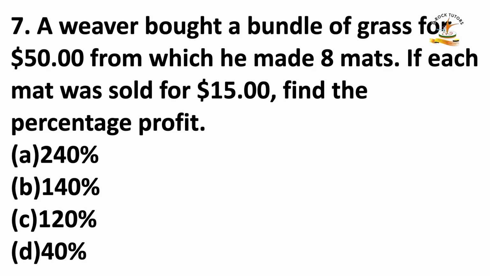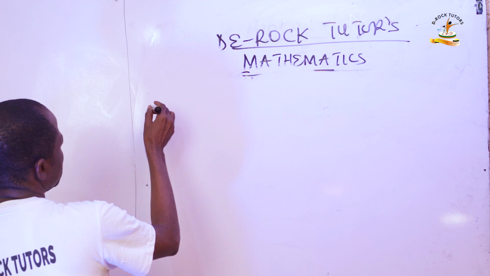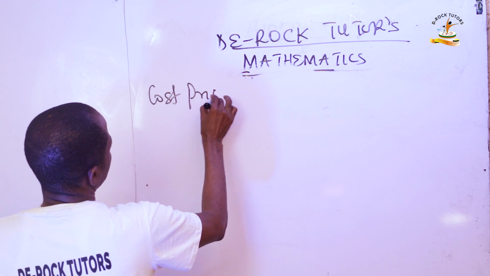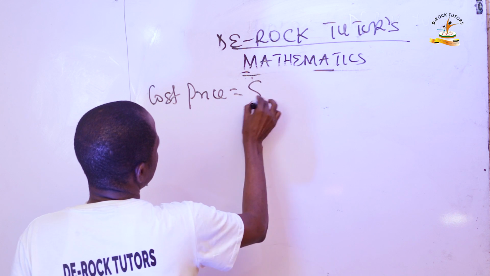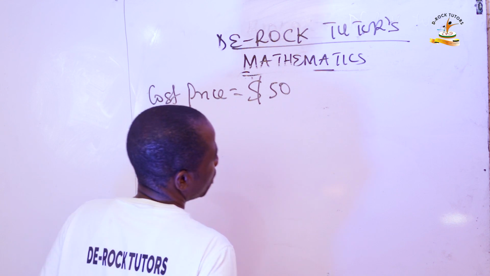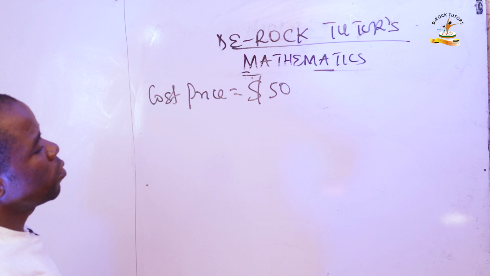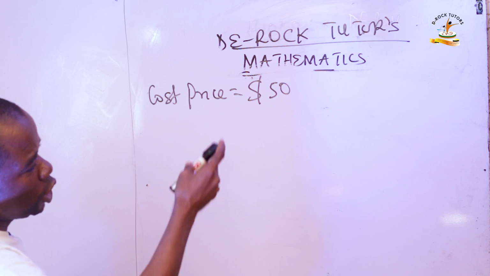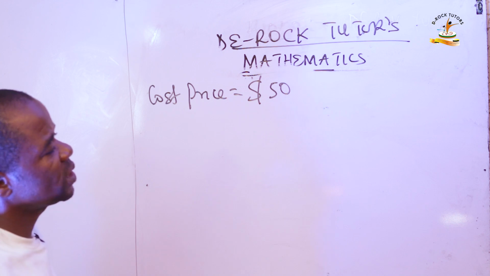Okay, let's move on to number 7. A weaver bought a bundle of grass for $50, from which he made 8 mats. If each mat was sold for $15, we are to find the percentage profit. The cost price is $50, and from that, the weaver made 8 mats, and each of the 8 mats was sold for $15.